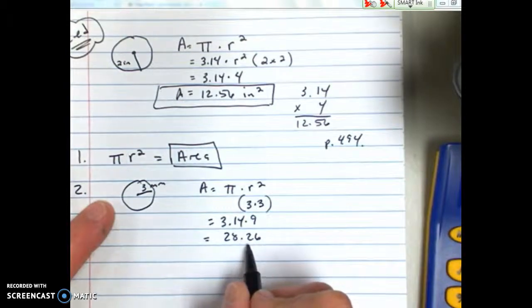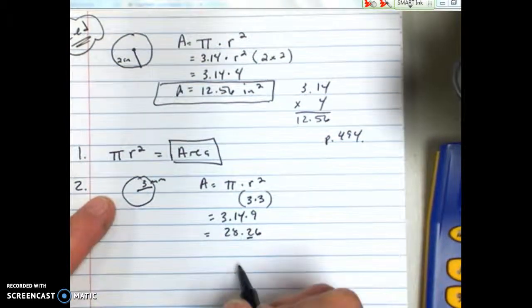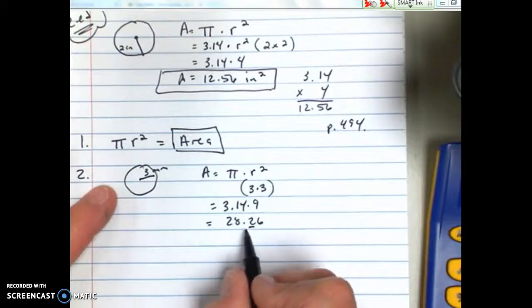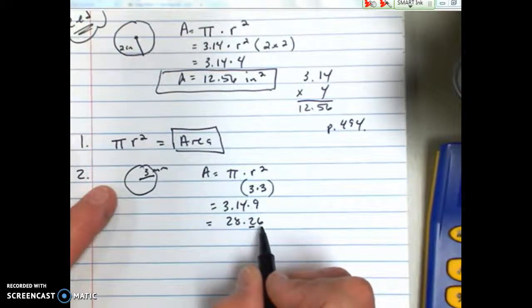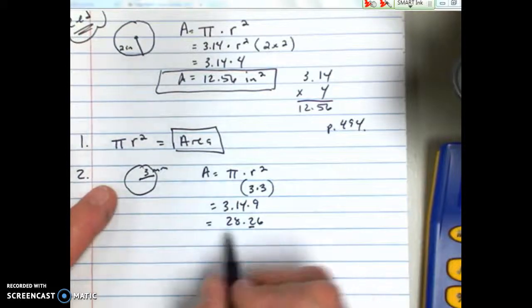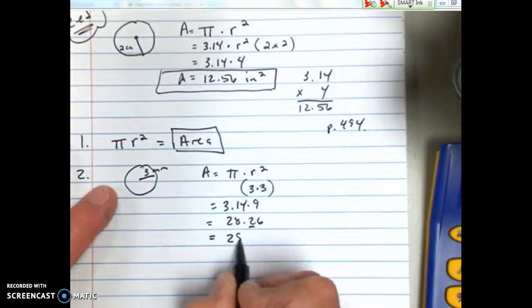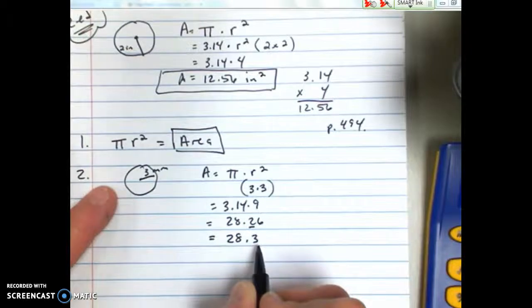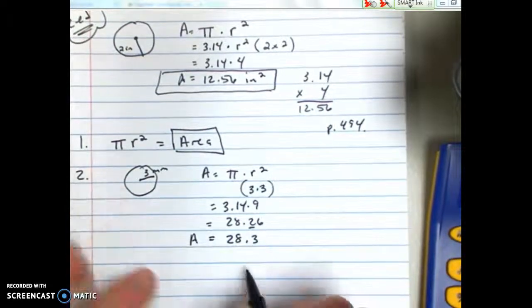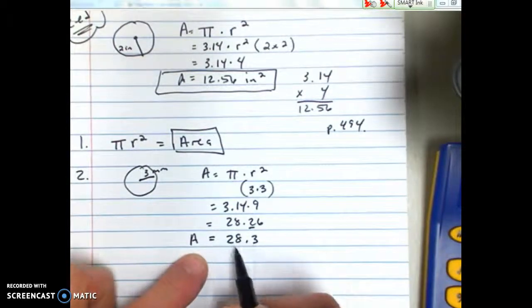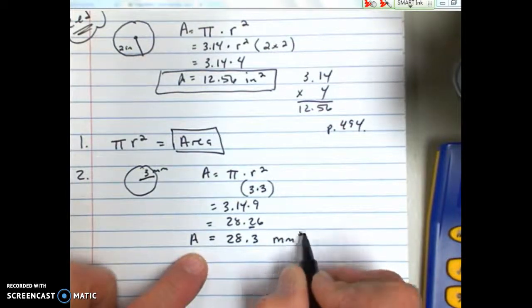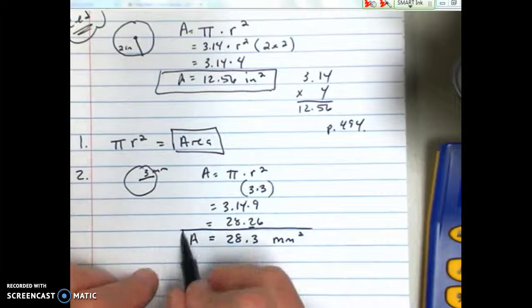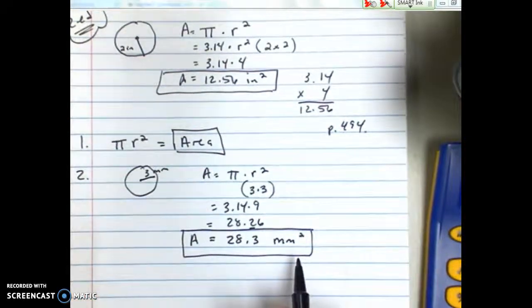So we take a look, the nearest tenth. 2 is in the tenths place. So we say, is that closer to 2 tenths or 3 tenths? The 6 tells us that's closer to 3 tenths. So we're going to round that to 28.3. So we're going to say our final answer is area is equal to 28.3 millimeters squared. And box it in.